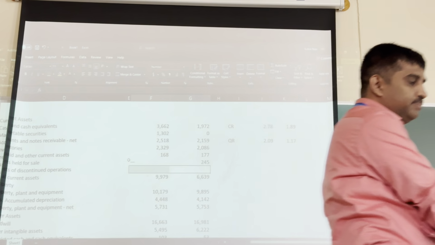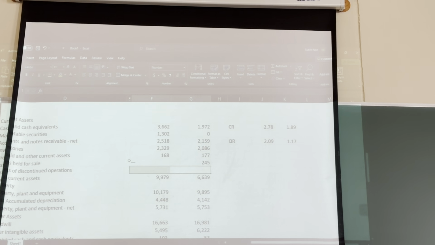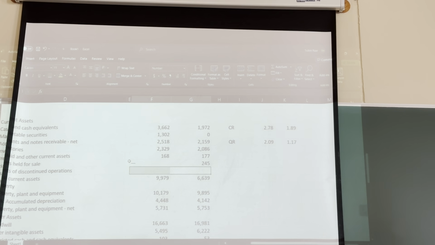Any other questions? Sir, can we even use comparative table analysis for making the equity issues? You can.